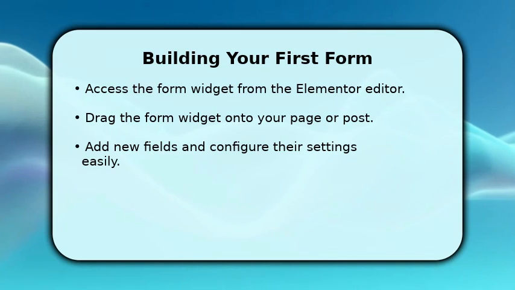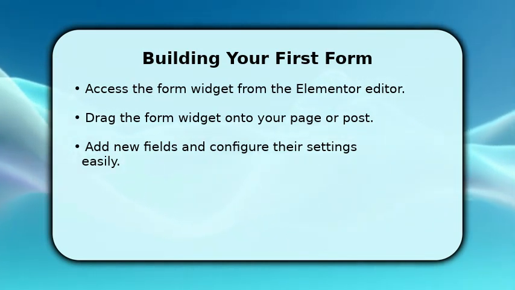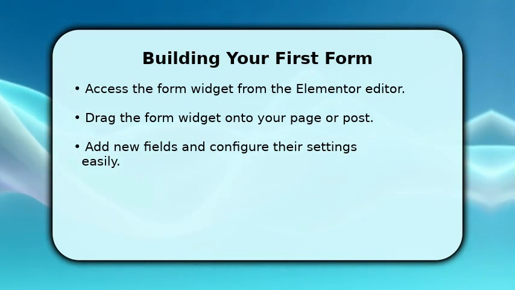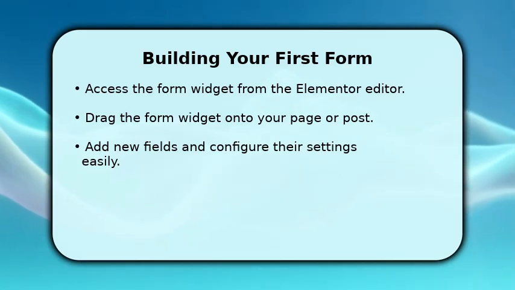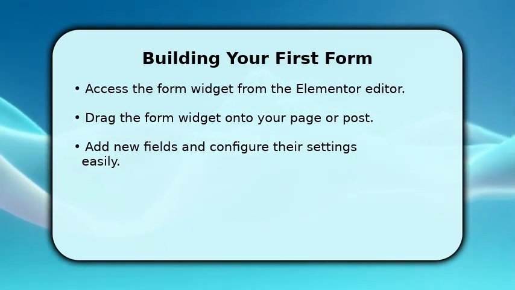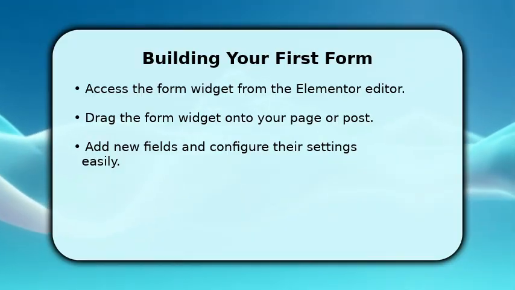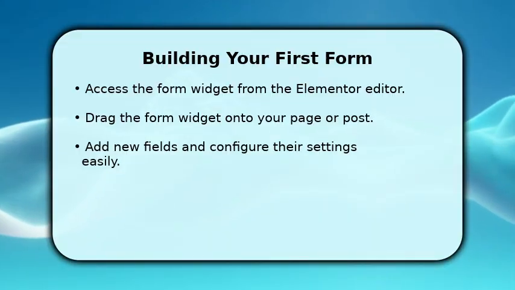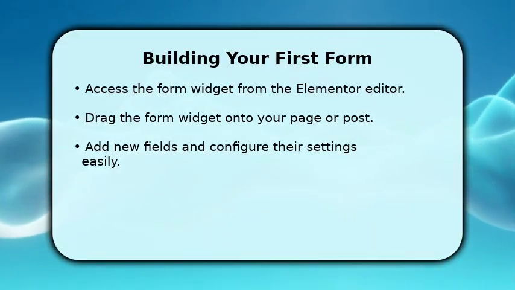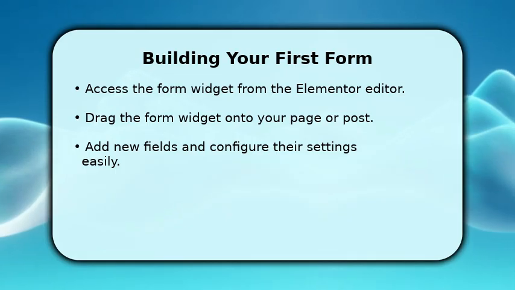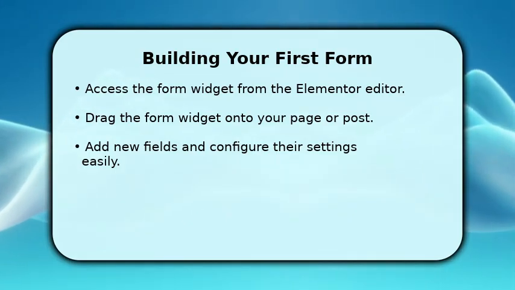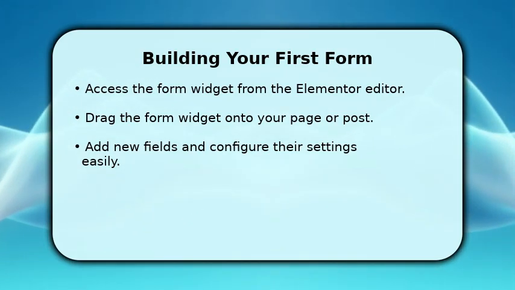To begin building your first form, simply search for the form widget within the Elementor editor's left panel. Drag it directly onto your canvas. You will see a default form with 3 fields appear. Click on any field to open its settings, where you can change its type, label, and placeholder text. Adding new fields is as simple as clicking the Add Item button and selecting your desired field type.